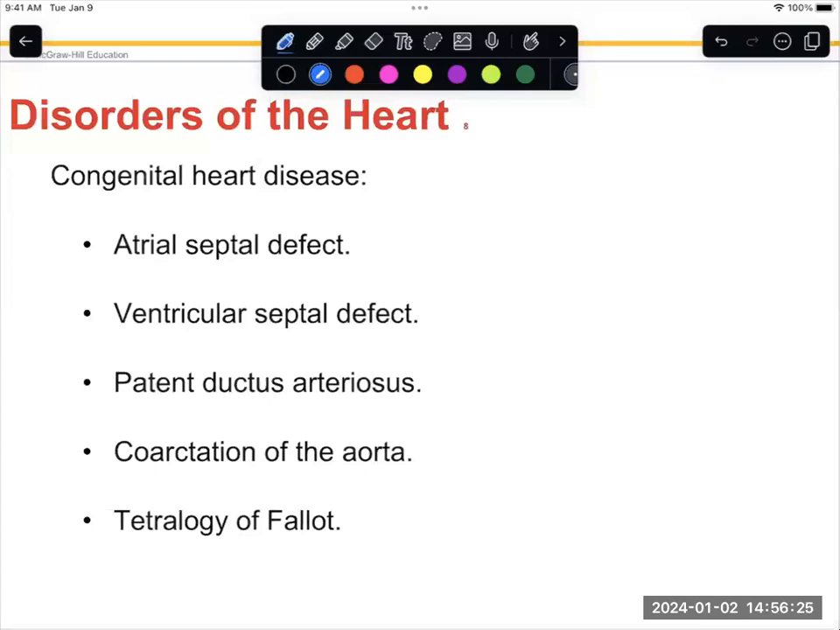And then we have tetralogy of Fallot. This is when we have all 4, atrial septal defect, ventricular, patent ductus arteriosus, and coarctation of the aorta. All 4 of these are present. They can be surgically repaired, but they usually have to do it while that fetus is still in the uterus. Because these fetuses don't usually survive outside of the uterus very long at all.